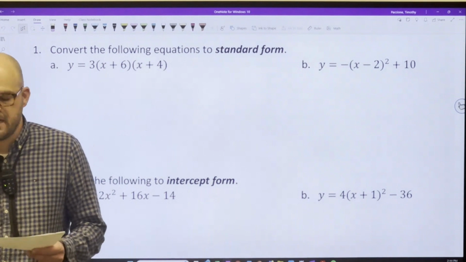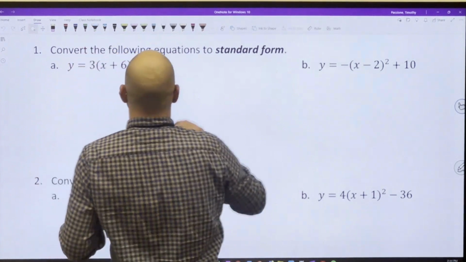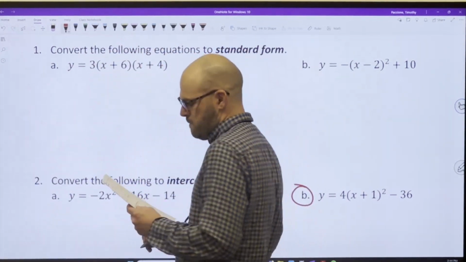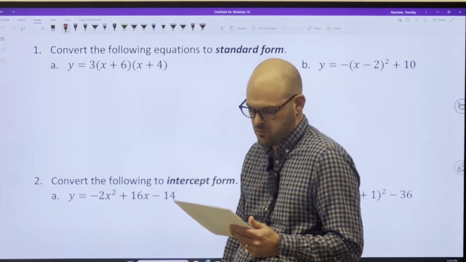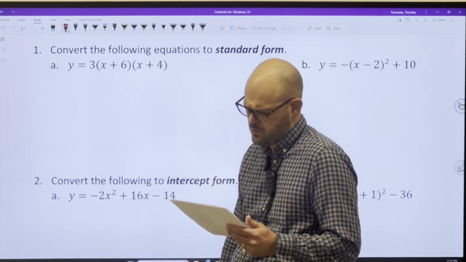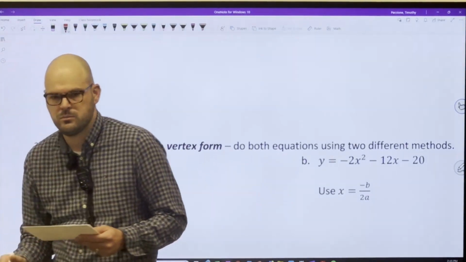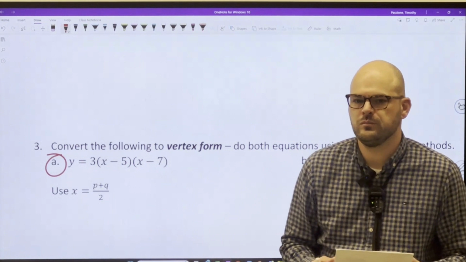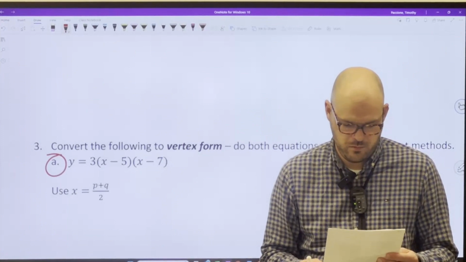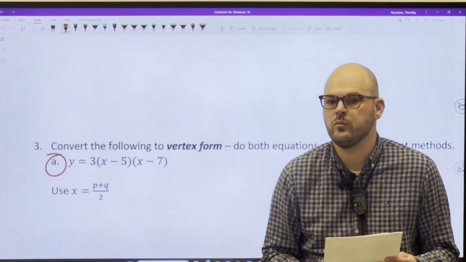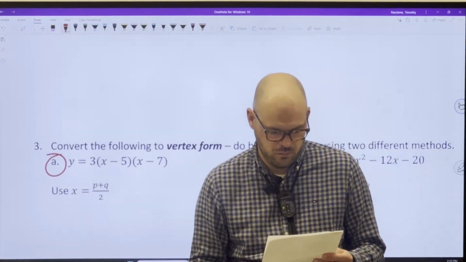Let me know. What do you want to see? To be or not to be? Anything else? 3A? Oh yeah, there is a 3A. Any others that we would like to see? 3A, okay. Anybody want to see one from 1? No? Okay. All right, so let's start with 2B.